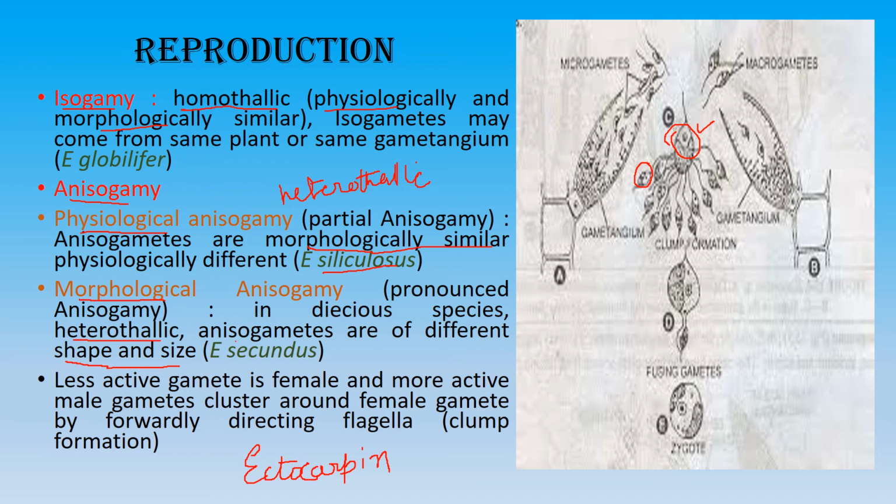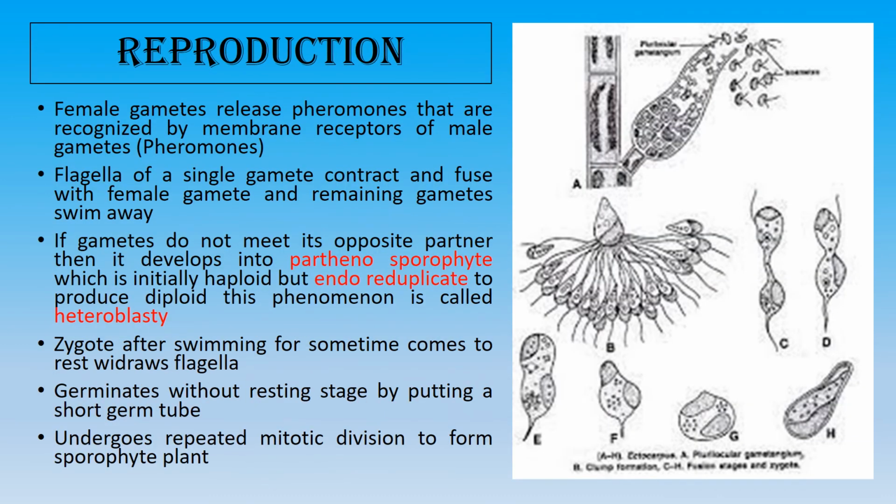They put forward their tinsel flagella on the plasma membrane of the female gamete, and one of them fuses. So this entire phenomenon of clustering of the male gametes around the female gamete is called clump formation. After clump formation is done, one of the male gametes fuses with the female gamete, and this is how the fusion between the gametes is seen. We see that they start losing the flagella, and this is how they are germinating.